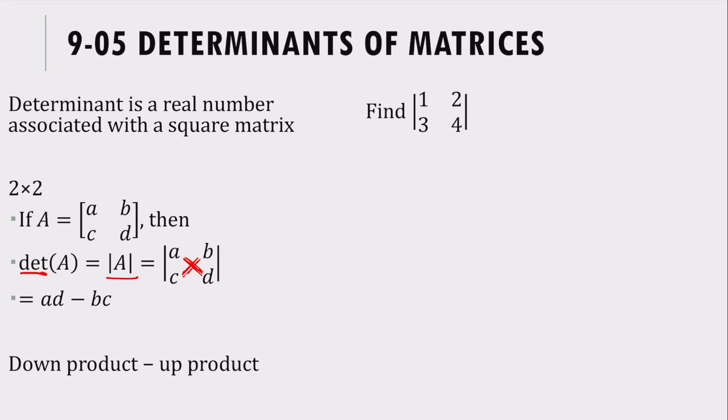Let's find the determinant of this matrix. So it's the product of the downwards, so 1 times 4, minus the product of the upwards, 3 times 2. 4 minus 6, which is negative 2.